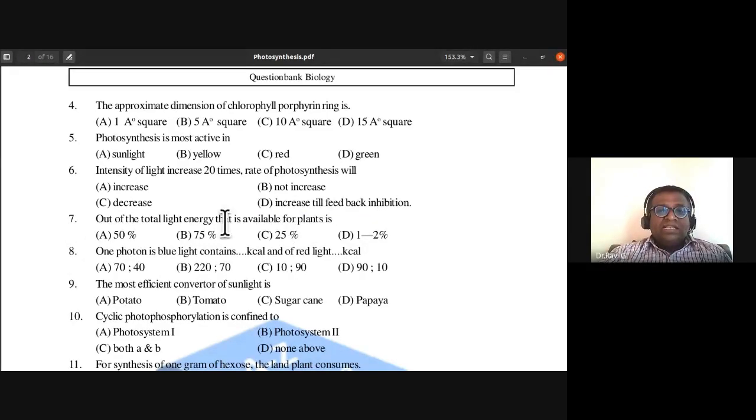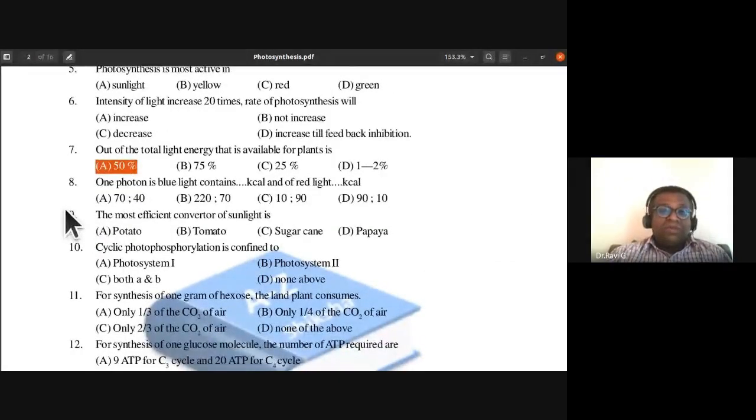Out of the total light energy that is available for plants, what is the percentage available for plants for absorption? Out of the total light energy, 50% is available for plants.